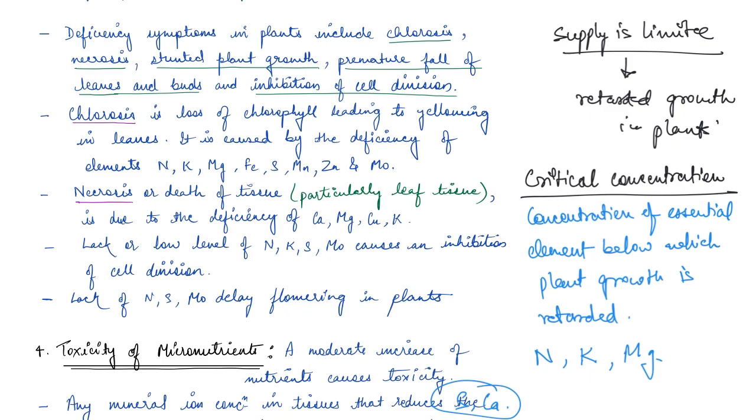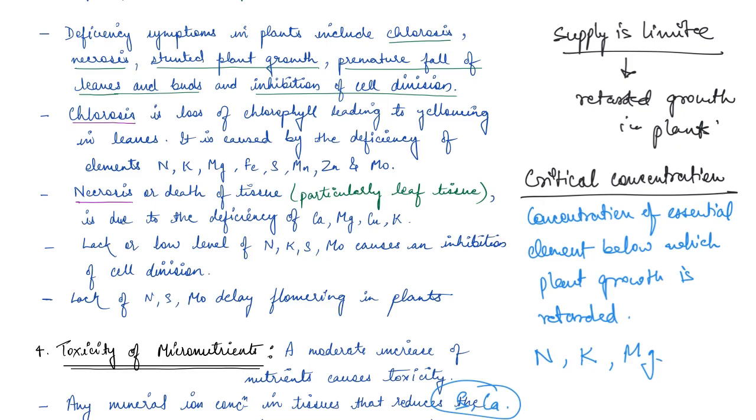So there are symptoms like chlorosis, necrosis, stunted plant growth, premature fall of leaves and buds, inhibition of cell division, right? So these are all deficiency symptoms that occur in plants, and these are very common. If you notice the plants around you, you'll find one or the other symptom in a plant. So basically, what is chlorosis?